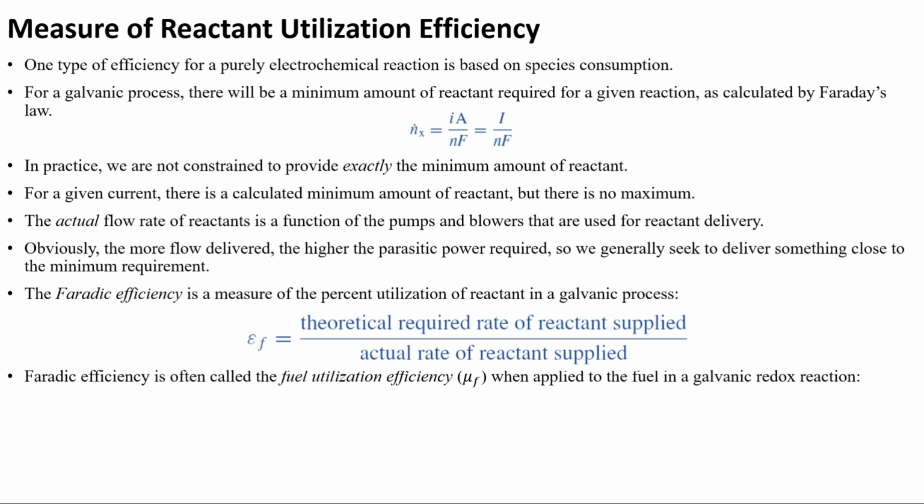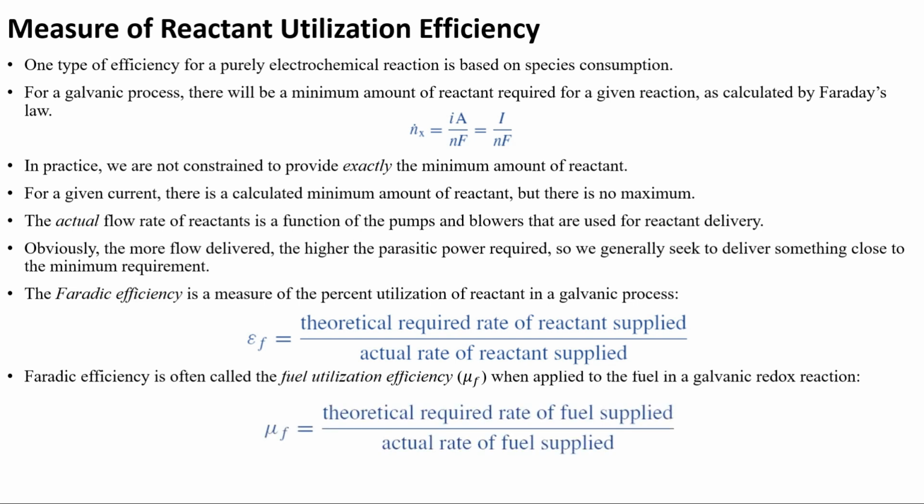Faraday efficiency is often called the fuel utilization efficiency when applied to the fuel in a galvanic redox reaction. It is nothing but the theoretical rate of fuel supplied divided by the actual rate of fuel supplied. Theoretical rate of fuel supplied means the theoretical amount of hydrogen required in order to produce a sufficient amount of current, divided by the actual rate of hydrogen supply, that is, what actual amount of hydrogen we are supplying to generate a particular amount of current. So this is the Faraday efficiency or fuel utilization efficiency.